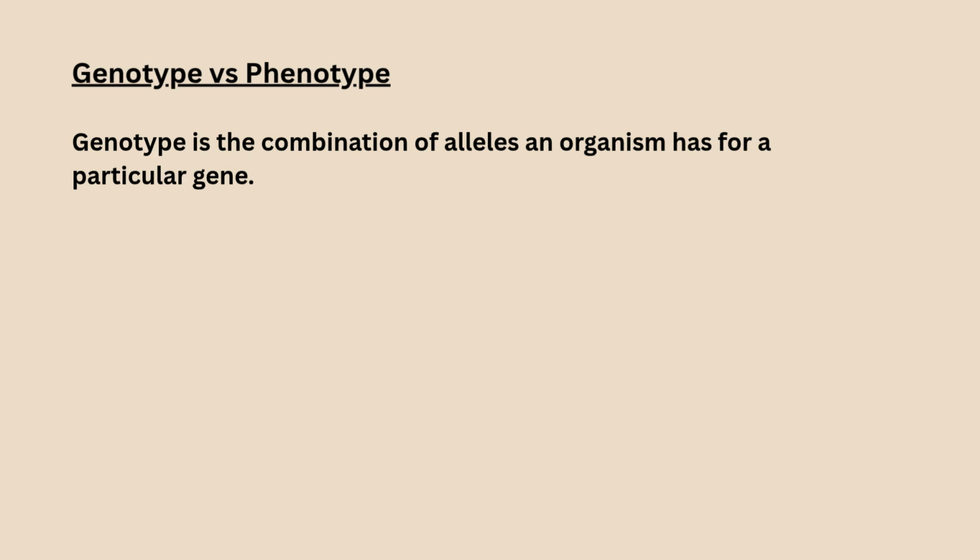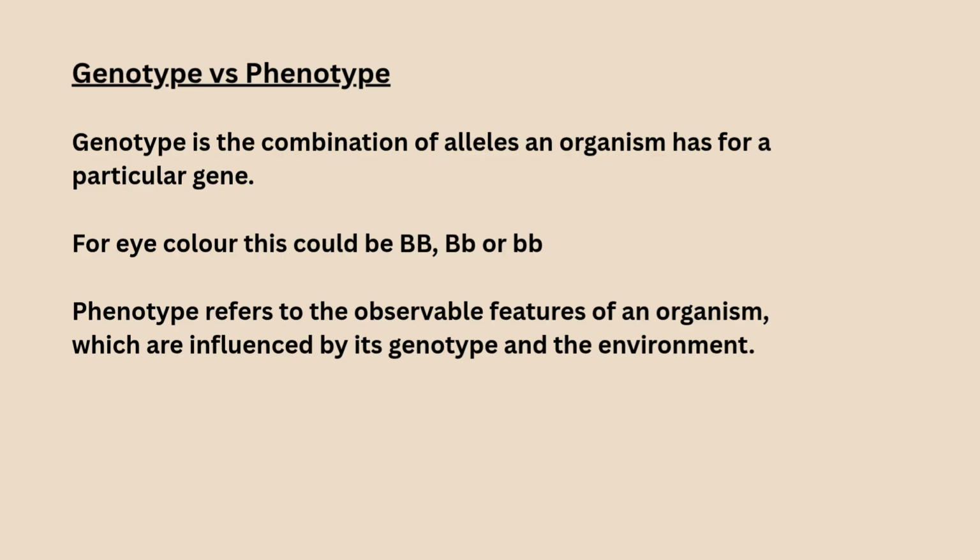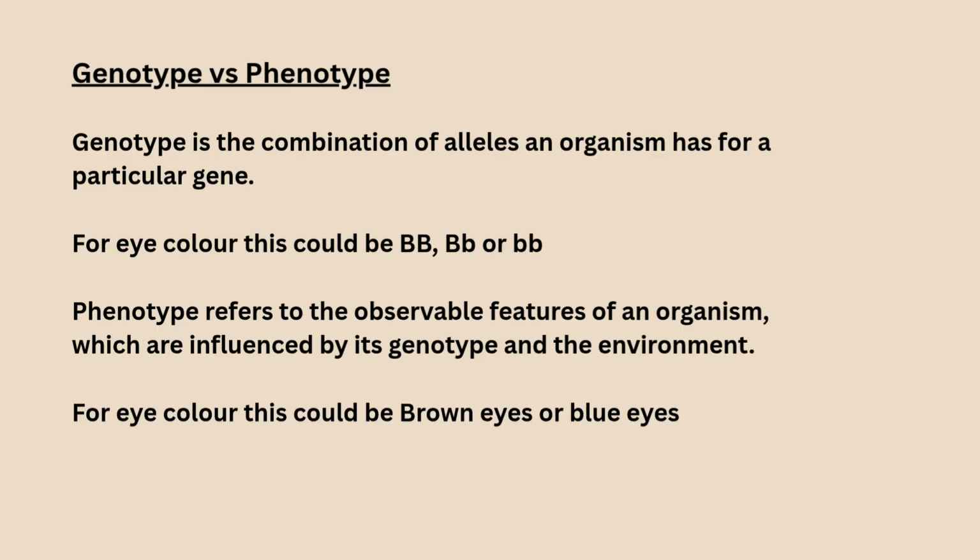Genotype versus phenotype. The genotype is the combination of alleles an organism has for a particular gene. So for eye color, this could be big B, big B, little b, or little b. Phenotype refers to the observable features of an organism, which are influenced by its genotype and the environment. So for eye color, this would be brown eyes or blue eyes.